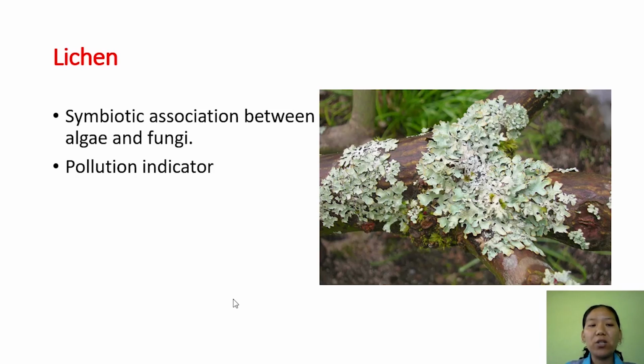So the symbiotic association between them is very special, and lichens usually grow in a clean area. If the area is polluted, they do not grow. That is why they are a very good pollution indicator. So that's all for today's class.